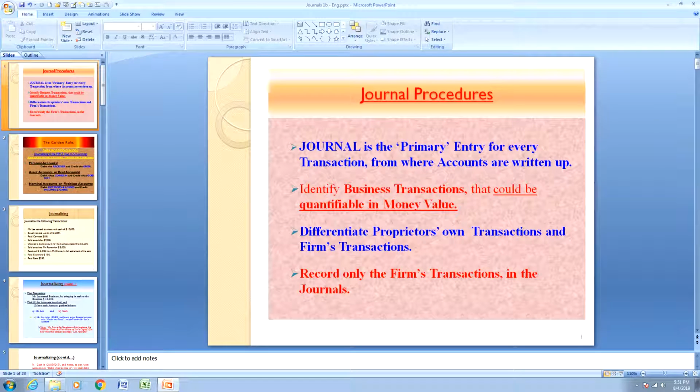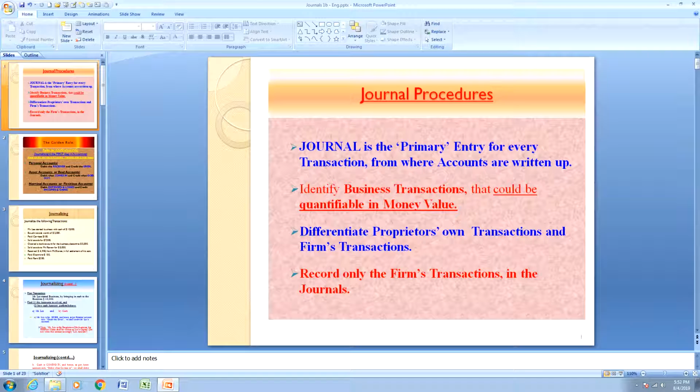Dear audience, this is the continuation of my previous presentation, namely Journal 1A English. In fact, the introduction and definition of accounting is given in that presentation. Hence, I advise you to go through the first lesson for a better understanding of this subject. Now, let us study the procedures of writing down journal entries.